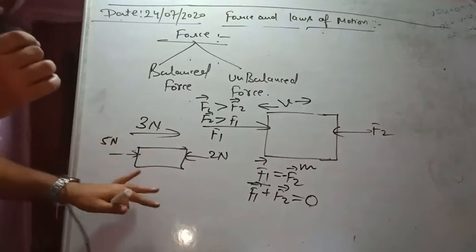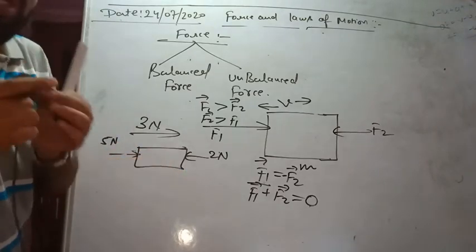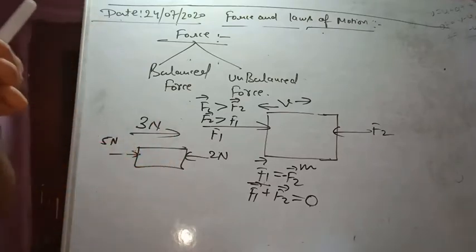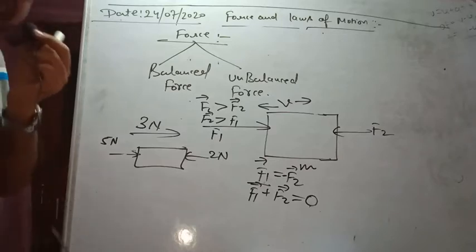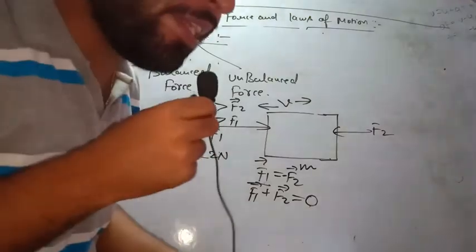So if the resultant of various forces acting on an object is not 0, then such forces are known as unbalanced forces. I hope it is clear to you. So unbalanced force can move an object. Yes, of course. Unbalanced force can move a stationary object.